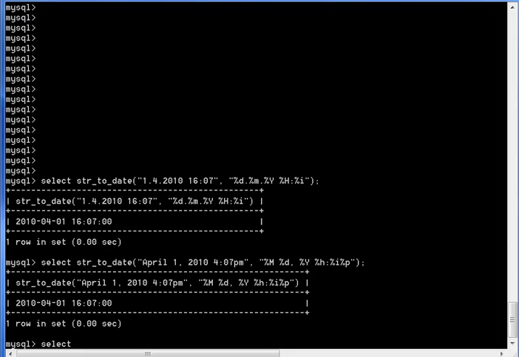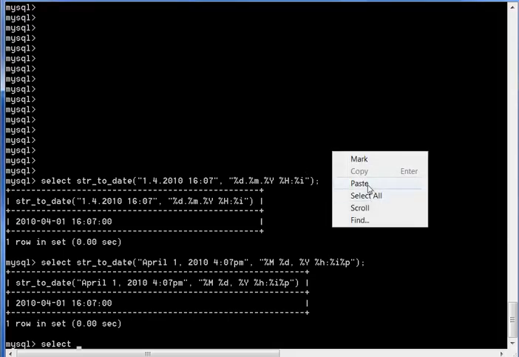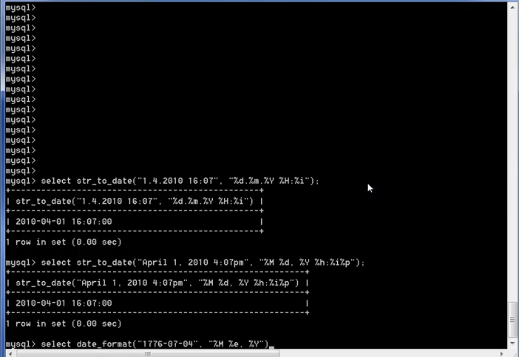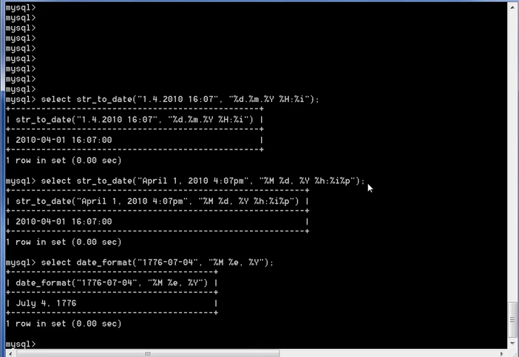Coming back from a pause, for the first one, in American style, you could format it with %M %e, which is a day number without leading 0, and then the year, and get that. And then for the European style, you instead format it as follows, and that's what we get.